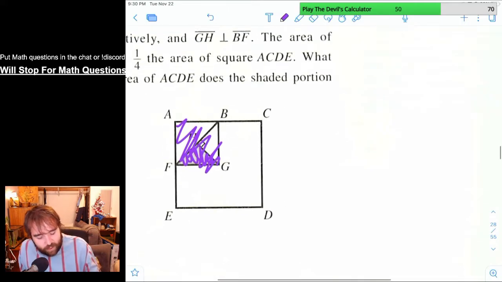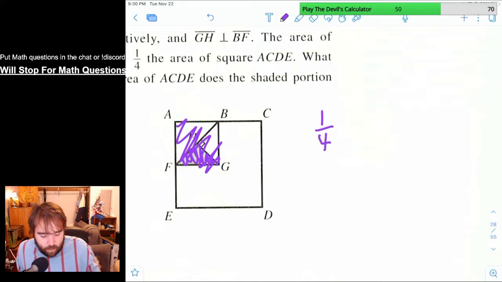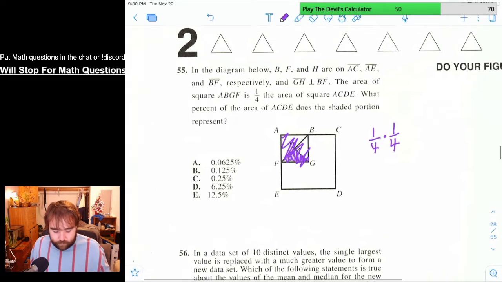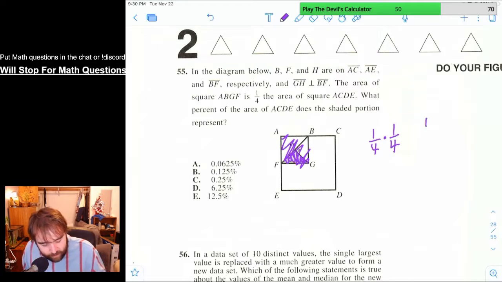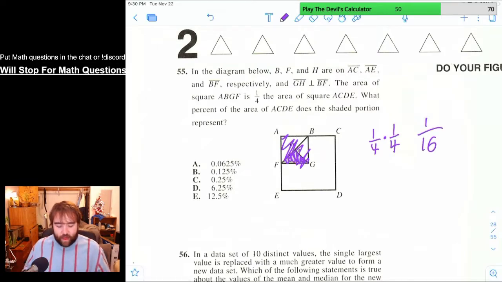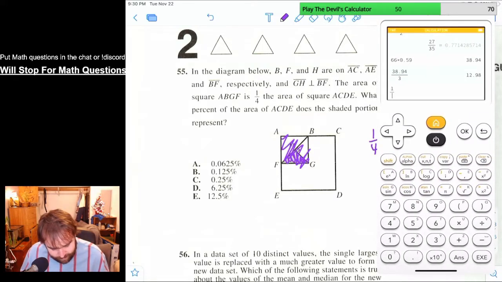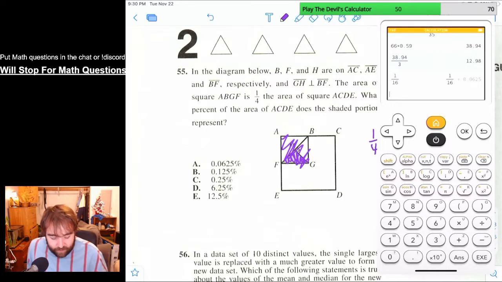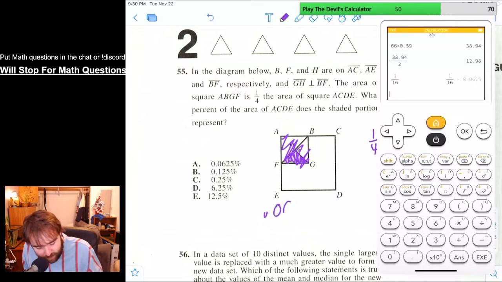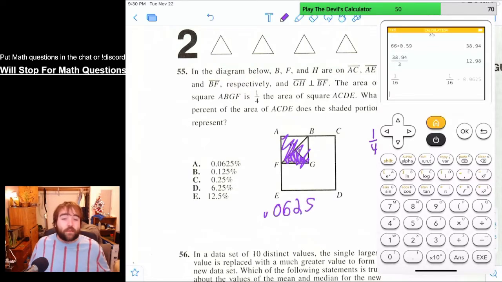So notice here all these "of"s that we have. The whole area, the little square is 1/4 of that area. But then this is 1/4 of that. So altogether, it's 1/16 of that. And then they just want us to say what is 1/16 as a decimal. It's 0.0625. Oh, and they're being mean here because they're talking about it as a percent. So you got to convert this back into a percent.